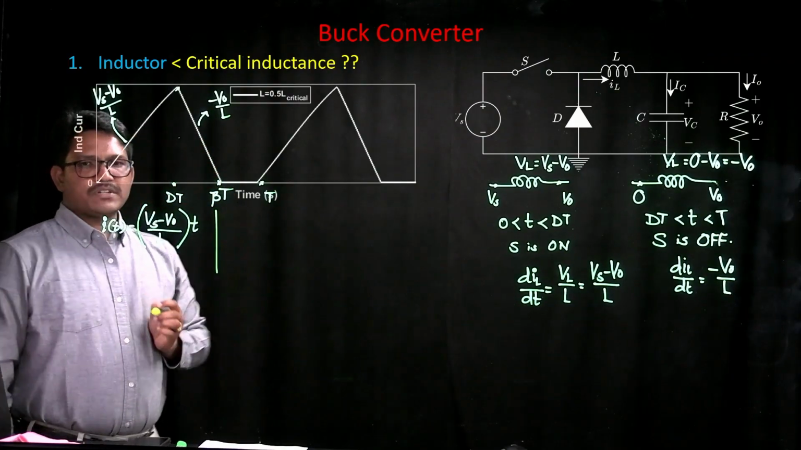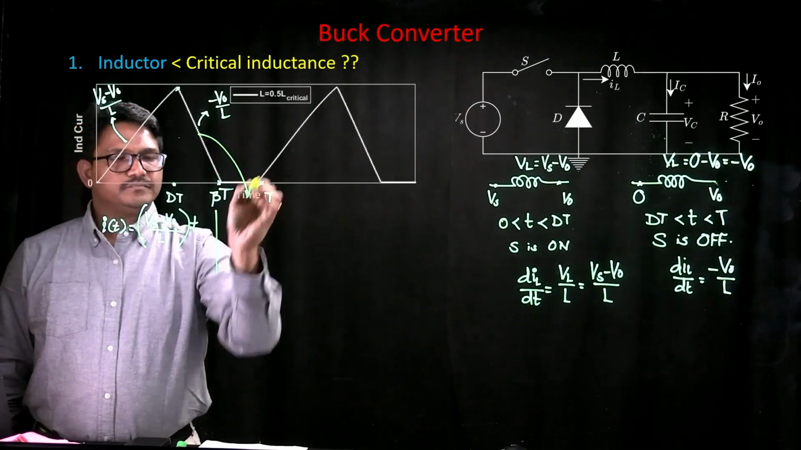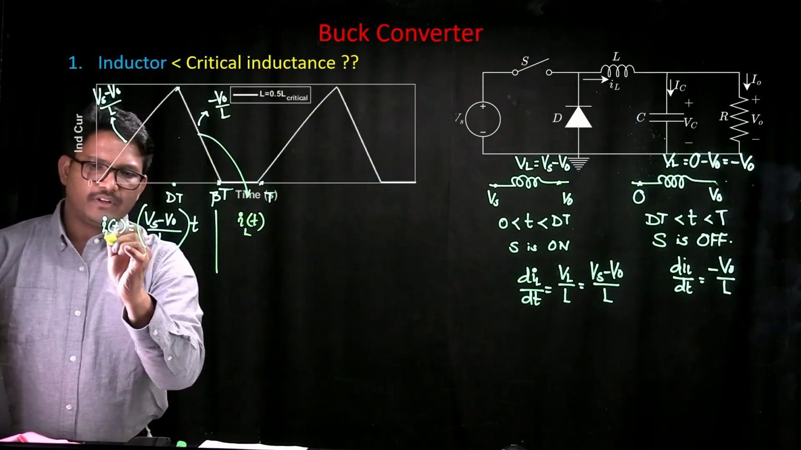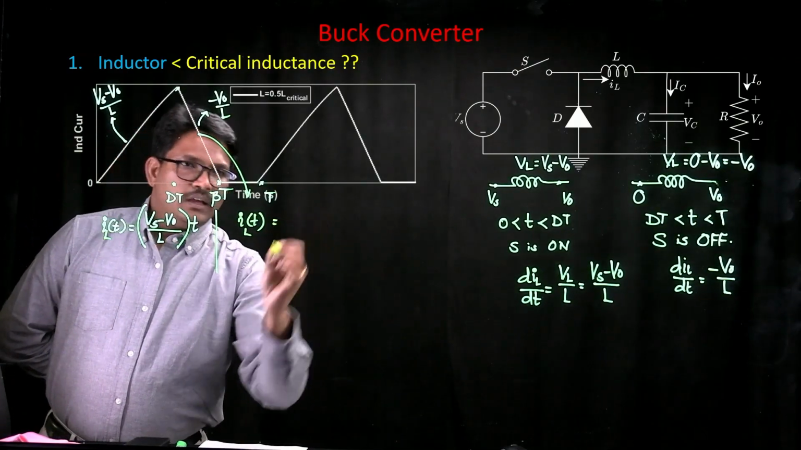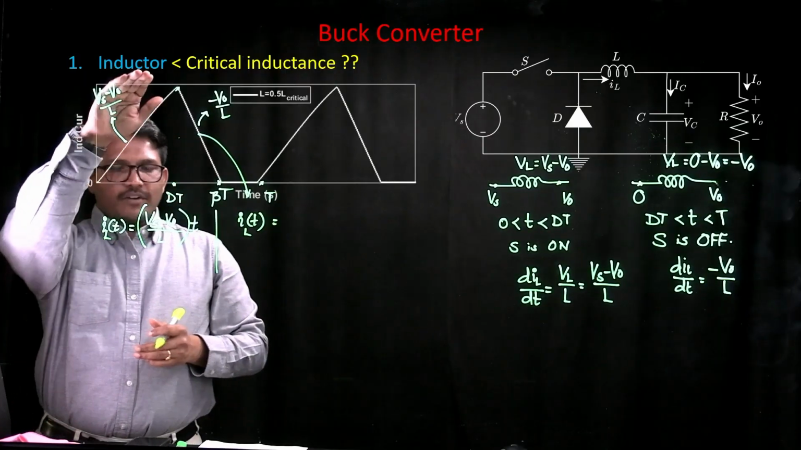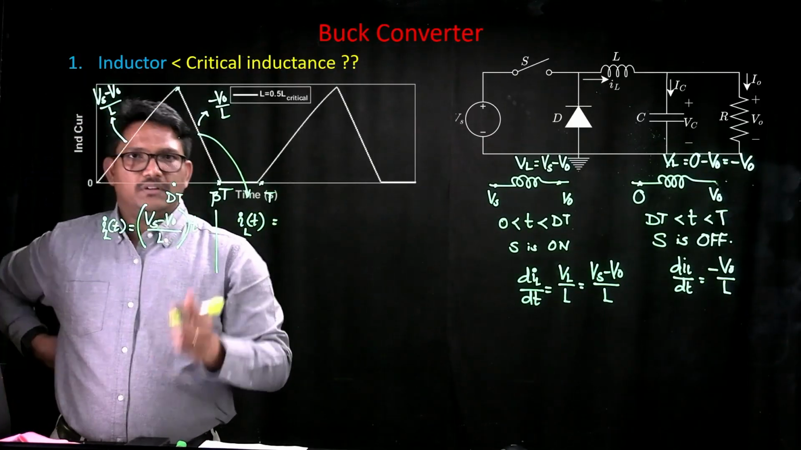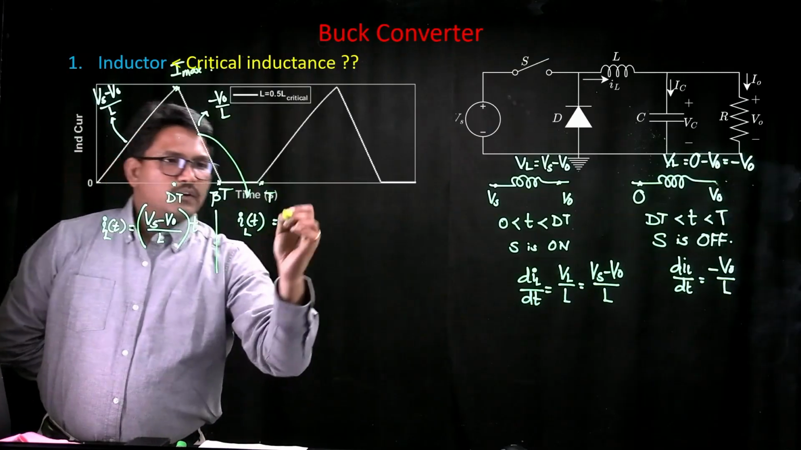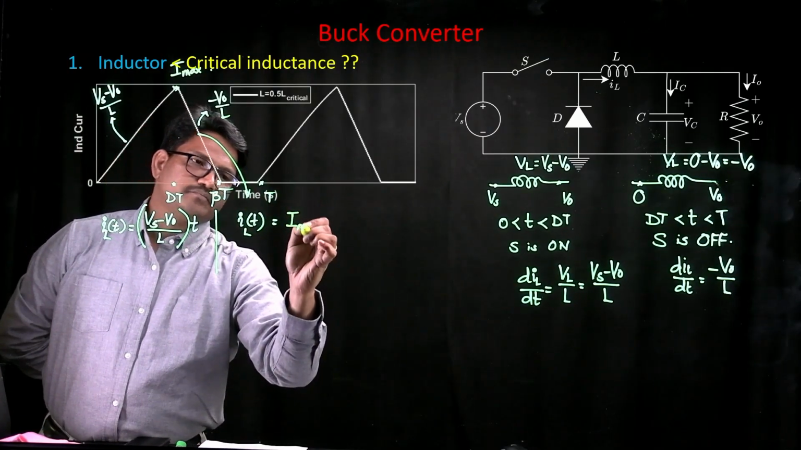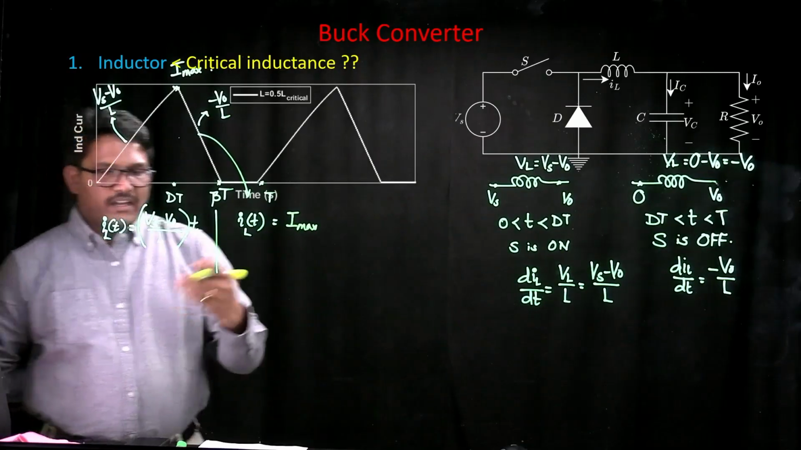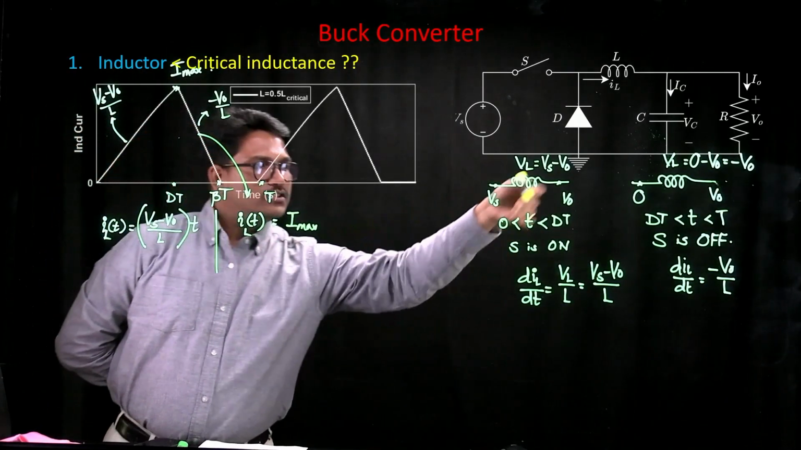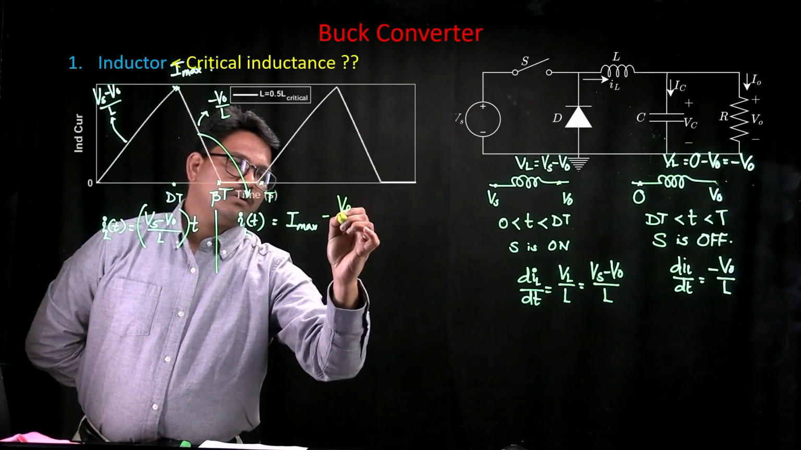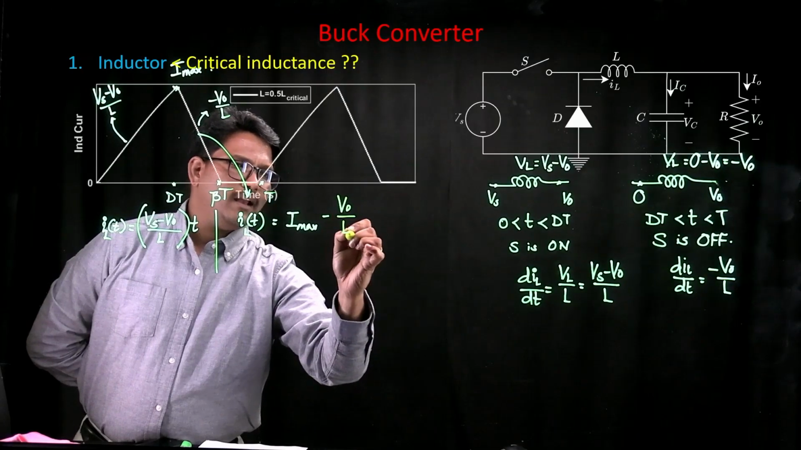Now what will be the current expression during turn off? That current, you can say IL of t, is not starting from 0, but it is starting from I max and it is reducing from there. That's what we observe. So consider that this value is I max for us, starting from there, and it is having a slope of minus V0 by L.